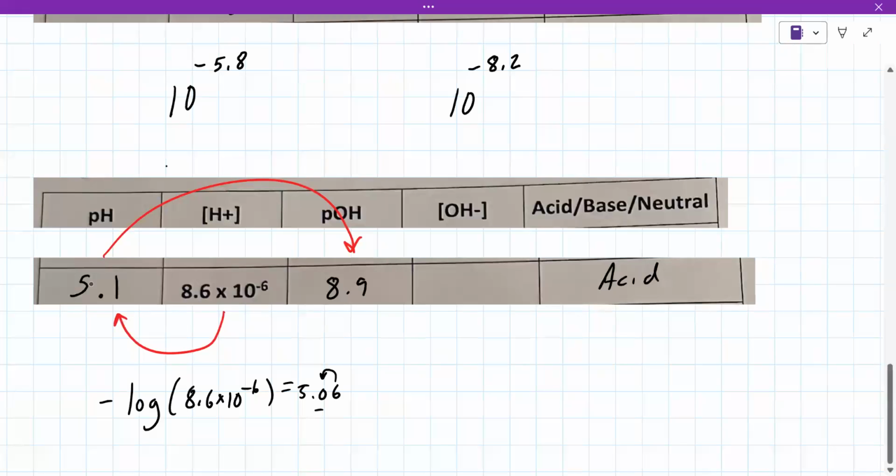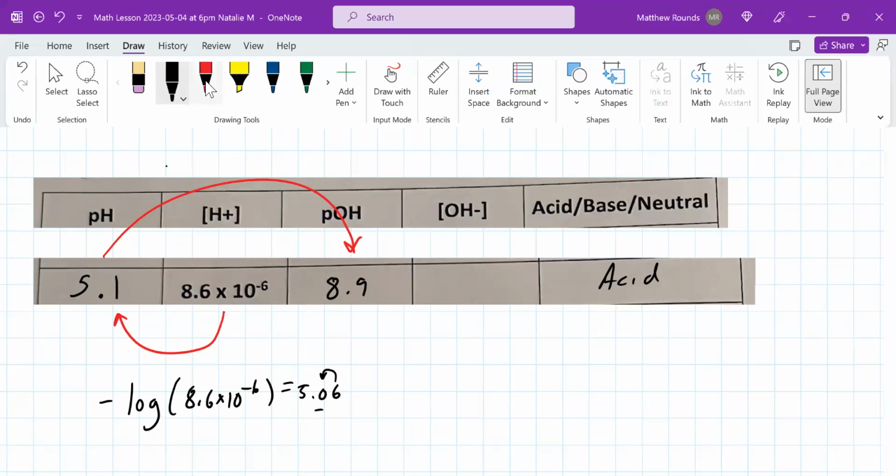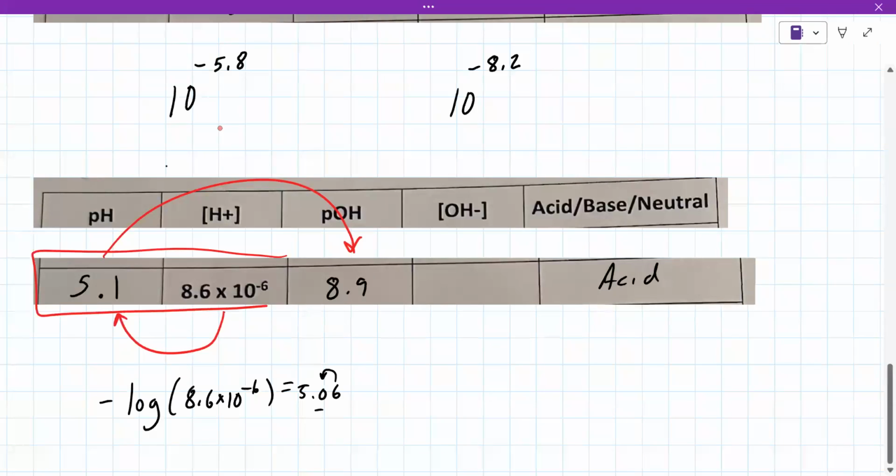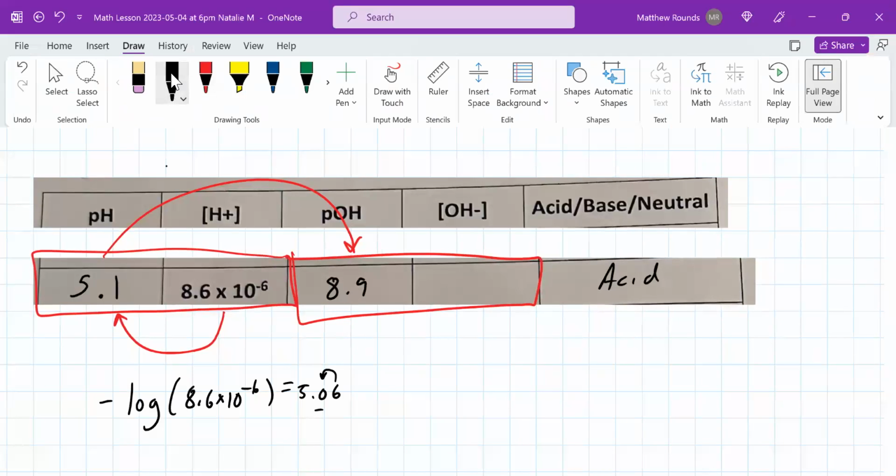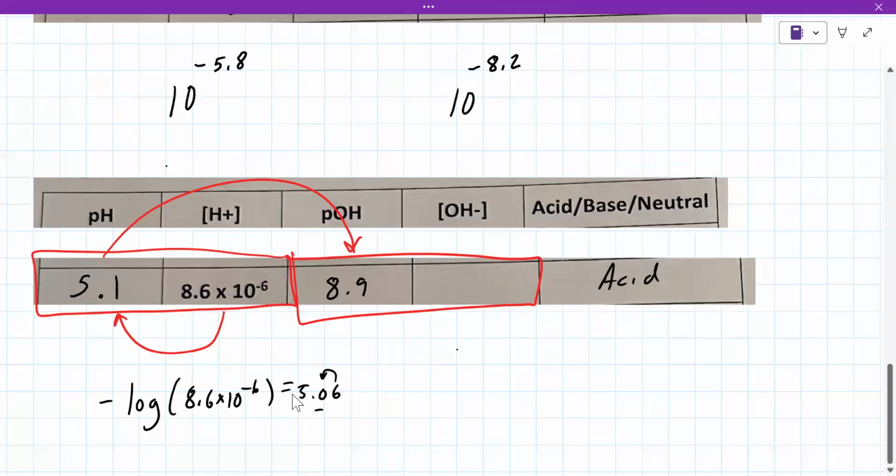To find OH minus from the pOH, really you want to think of them being grouped together. It's like these two are grouped together, and then the pOH and OH minus are grouped together. It's either a log or it's a 10. In this case, it's a 10 to the minus 8.9.